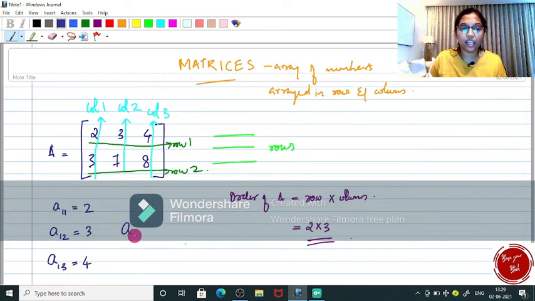And randomly let us take a23. What is that? Second row and third column. Second row and third column contains the number 8. So a23 is 8. Generally we write it as a_mn, where m is the symbol for row and n is the symbol for column. And the order we generally write as m by n. So that is the order.